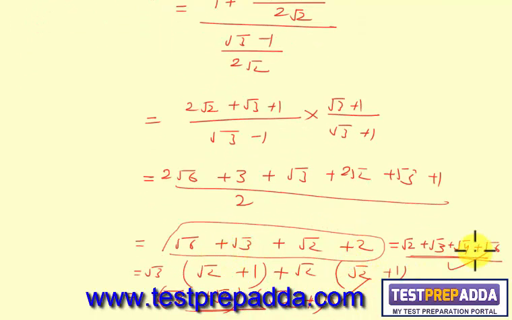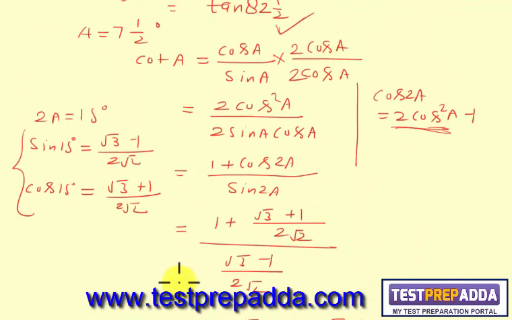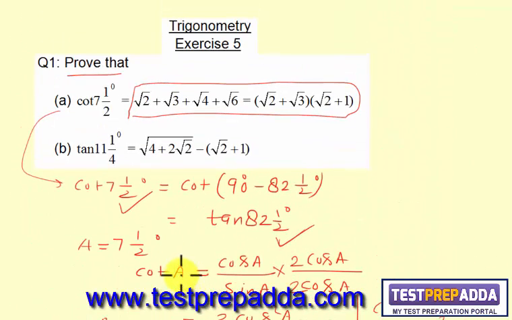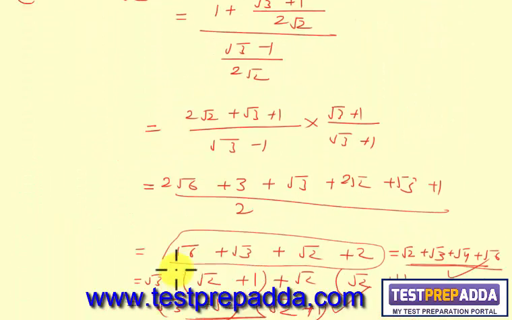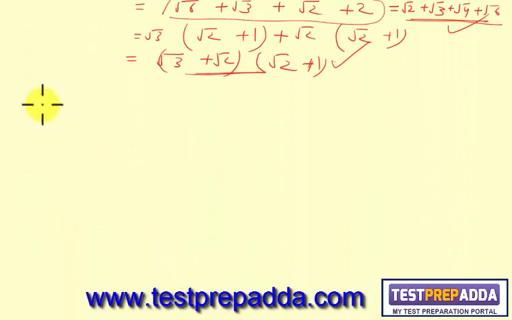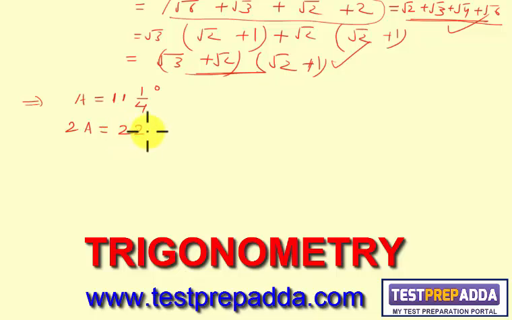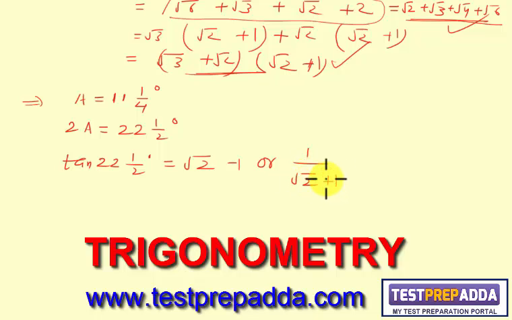Now I'll take the second part of the question where 11 and 1 by 4 degree is given. Tan of that we have to find. So if I take A as 11 and 1 by 4 degree, what will be 2A? It will be 22 and half. I'm doing this because I know the value of tan 22 and half degree, that is root 2 minus 1, or you can say 1 upon root 2 plus 1.